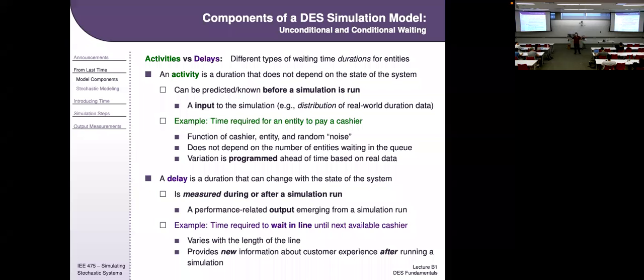And so we take all of those activities that we know, we put them into the computer model, and we let it go. Then we ask the computer model, of all the entities going through our system, what's the average wait time? And that comes out as a delay. So delays are times that are simulated that you don't really know ahead of time.